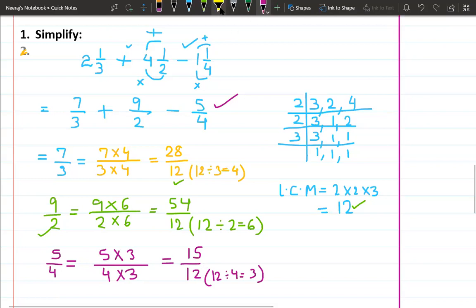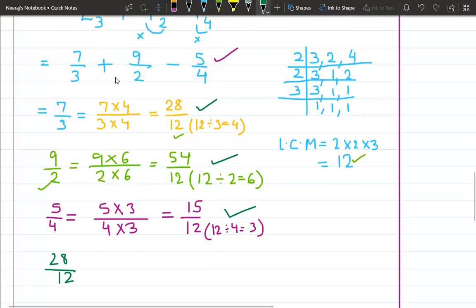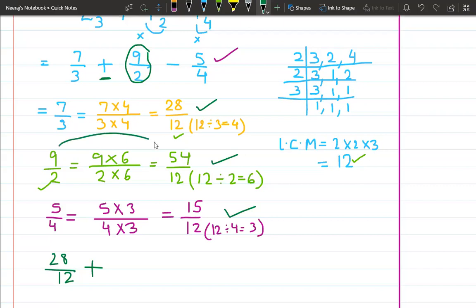Now we have to observe what we are getting over here. We have got 28 by 12, 54 by 12, 15 by 12. So we have converted the unlike fractions into like fractions. So you have to write the fractions again. 28 by 12. What is the symbol over here? Plus. So we'll write a plus sign. So what is the 9 by 2 now? 9 by 2 is now 54 by 12.